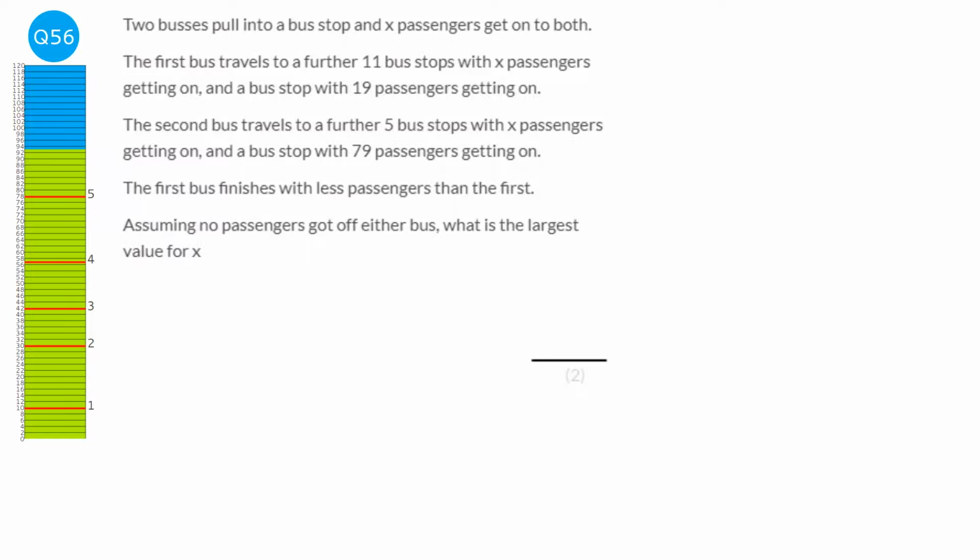So we're going to write an expression for the amount of people on the first bus. So they've started with x passengers and they've gone to 11 bus stops with x passengers. So altogether that is 12x. So we're going to have the first bus, and so we've got 12x. And then on the last bus stop, 19 passengers get on, so plus 19.